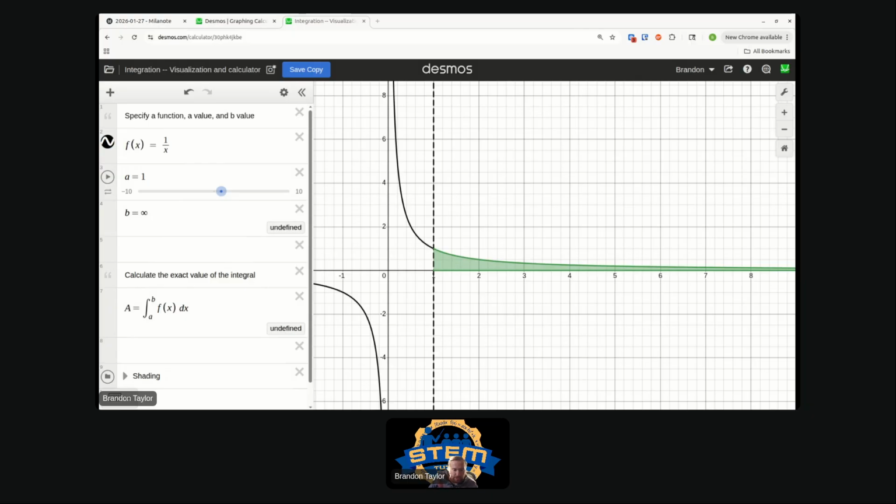And if it has an infinite area, that's why Desmos is giving undefined as the answer. There's another word you'll come across for improper integrals. You'll come across the words converge and diverge. What we're looking at now is an example of diverging.